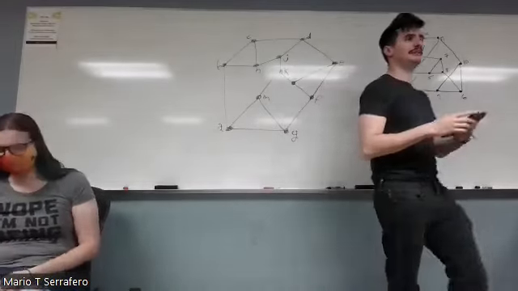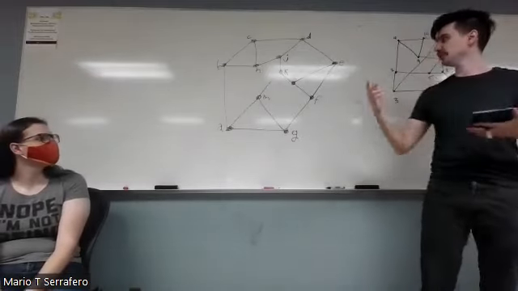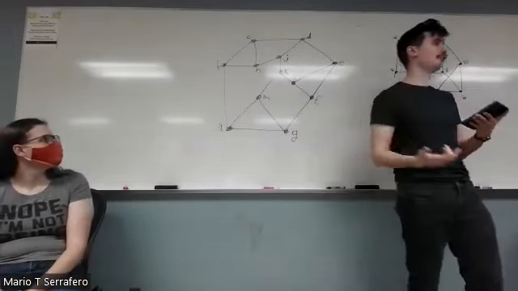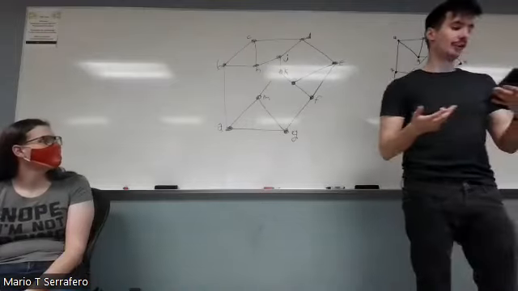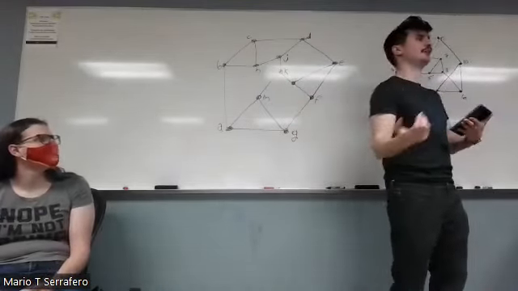Okay, so let's start. The first question asks us to identify all the simple circuits of size 4 in both graphs. So this graph on the left, again, is very nice because there's no crossing edges.